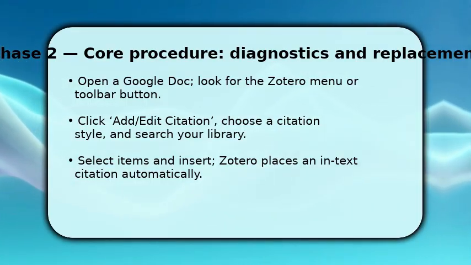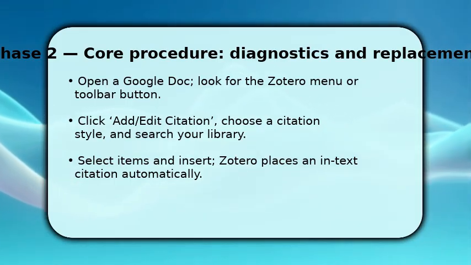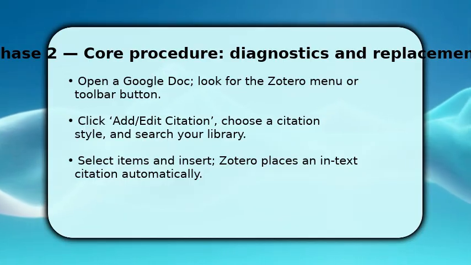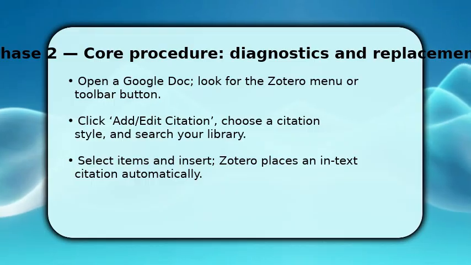Choose your citation style, then type to search your Zotero library or drag items from the desktop app. Select the correct entry and press Enter to insert. Make sure you sync any new items first, because syncing ensures completeness and accurate metadata, which prevents citation errors later in the document.